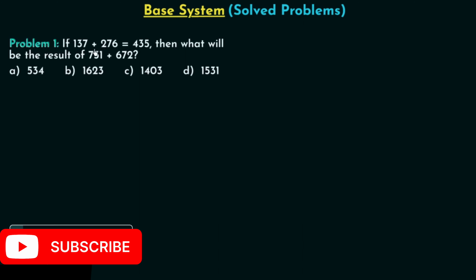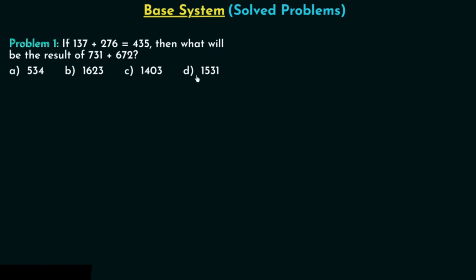If 137 plus 276 is equal to 435, then what will be the result of 731 plus 672? And there are four options given in the problem. Option A is 534, option B is 1623, option C is 1403, and the final option, option D, is 1531.